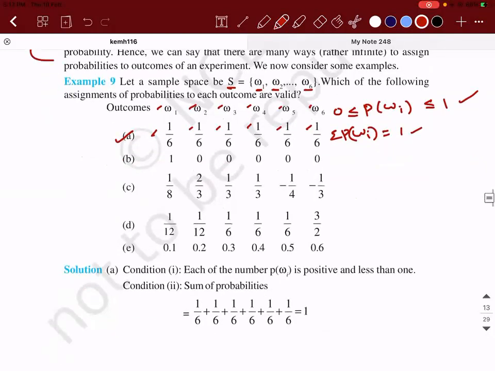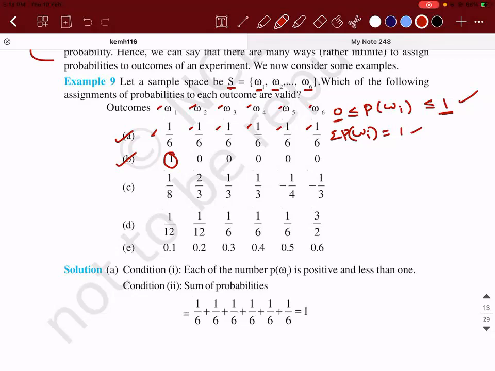Yes, sir. Right. What about the second one? Yes, sir. It is valid because 1 is equal to 1. The other things are equal to 0, but the sum of all the probabilities put together is equal to 1. What about the third one?